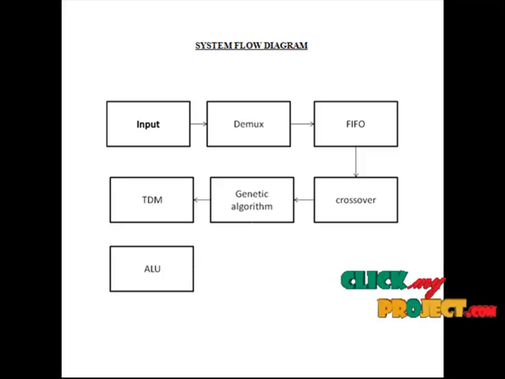If the clock period is varied, our output signals are varied. Finally, the FIFO output passes into the crossover function. The crossover function acts as a multi-link property. The multi-link property generates multiple kinds of output. The multiple kinds of output finally pass into the genetic algorithm.